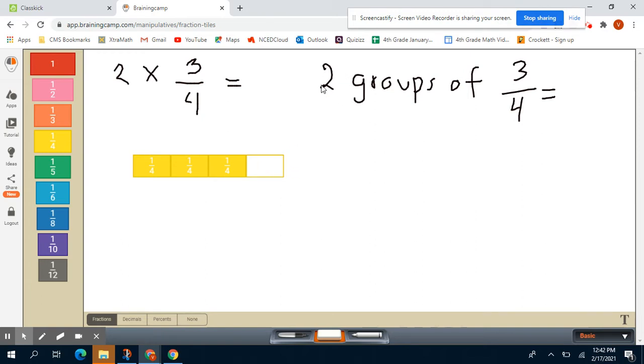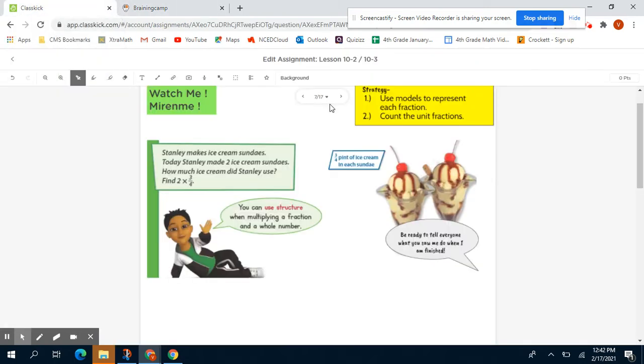I need 2 groups of 3/4, so I'm not finished yet. I'm going to make another one that's identical. There's 3/4, and I'm going to make this one blank. All right, I have now 2 groups of 3/4. Now that I have that, my last step was to count my unit fractions.